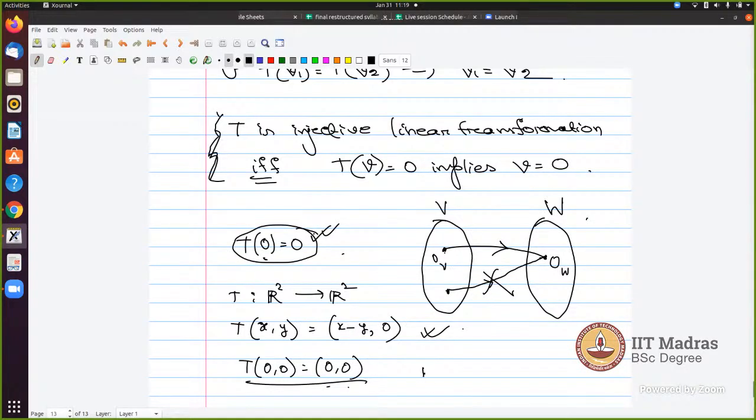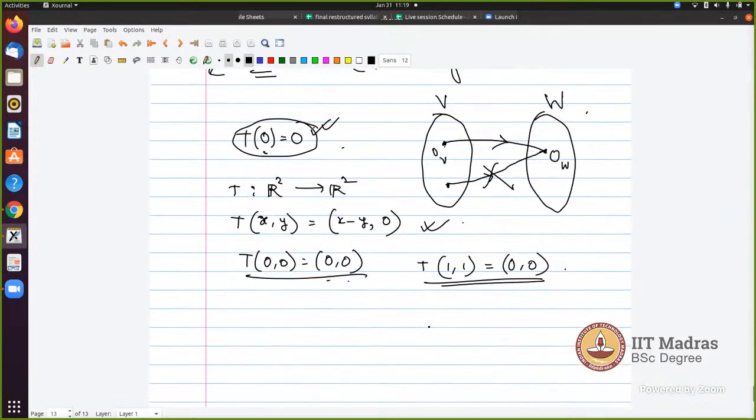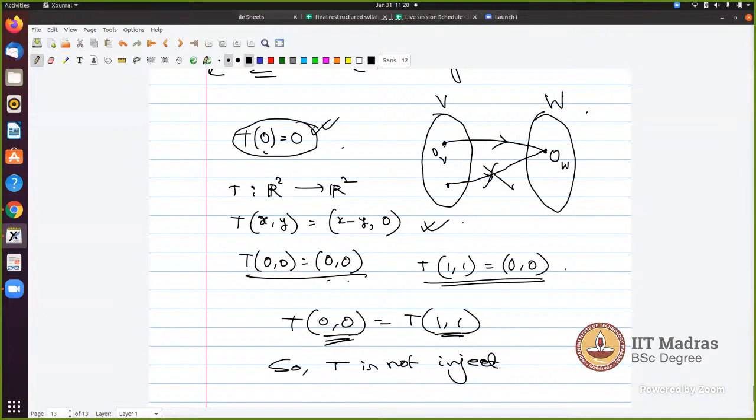One comma one. Whenever x and y are equal, then it is going to 0. Yes. So if I take (1, 1), this is also going to 0. So what am I getting? I am getting T of (0, 0) and T of (1, 1) are the same, but these two vectors are not the same. So T is not injective. Correct?